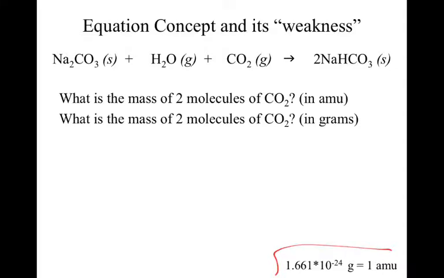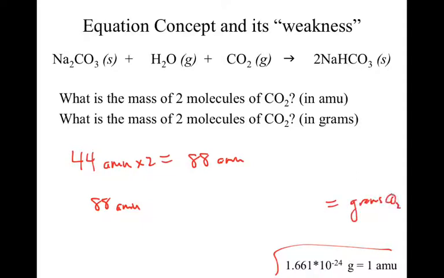We just said our mass of CO2 was 44 atomic mass units. Oh, and if we wanted two molecules of it, there's a problem. We have to multiply by 2. So we'd have 88 AMUs. So that's what we're starting with, 88 atomic mass units. And we want grams of CO2. Well, so we set this up.